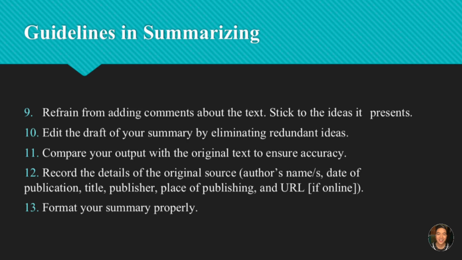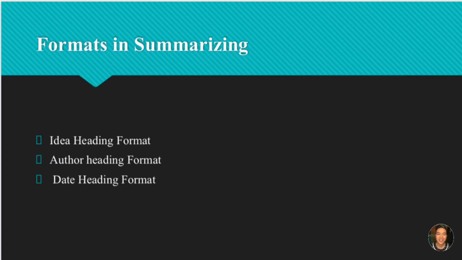So all in all, a good summary has different characteristics and it should provide an overview of the source of the material. It is shorter than the original text and it reflects the exact views or ideas of the author. And also based on the guidelines, it should not contain comments or opinions of the one doing the summary. And of course, make sure to cite your sources. These are the formats that you may use in writing summaries.